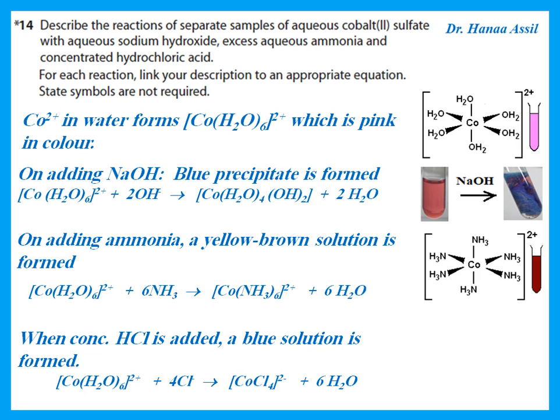When we add concentrated HCl, what we get now is a blue solution, and that is because the cobalt will form a complex with 4 of the chloride ions in a tetrahedral structure. This compound is a blue solution. Okay, please remember these colors and remember what happens with hydroxide, ammonia, and HCl.